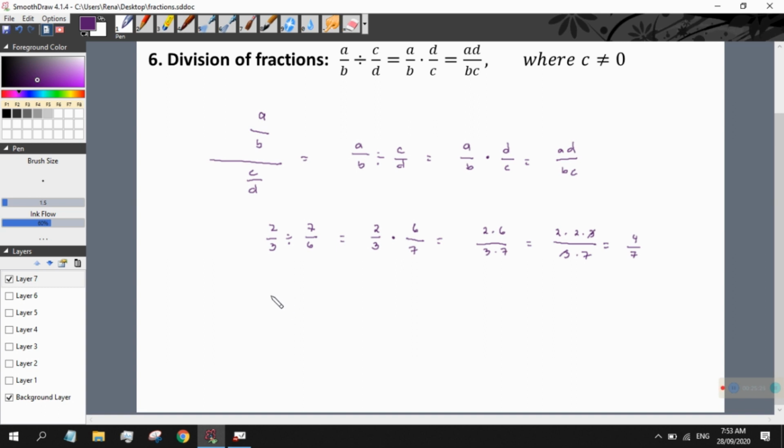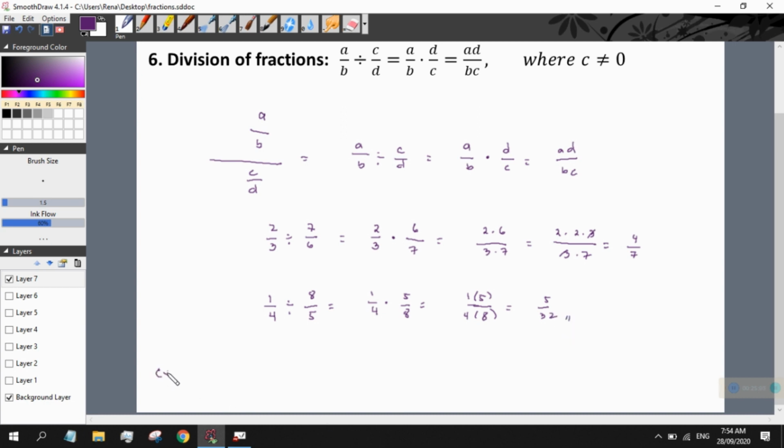One more. Last one: 1 over 4 divided by 8 over 5. So we have 1 over 4 multiplied by 5 over 8. We have here 1 times 5 over 4 times 8, or 5 over 32. Okay?